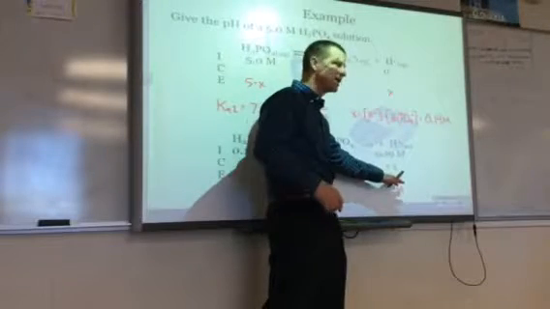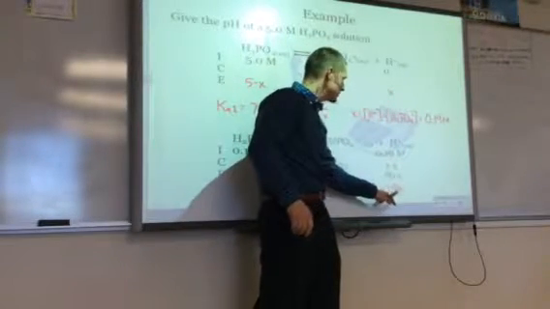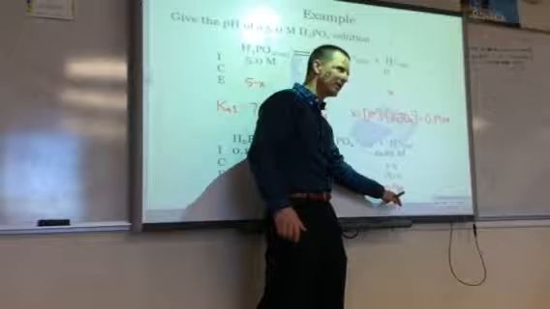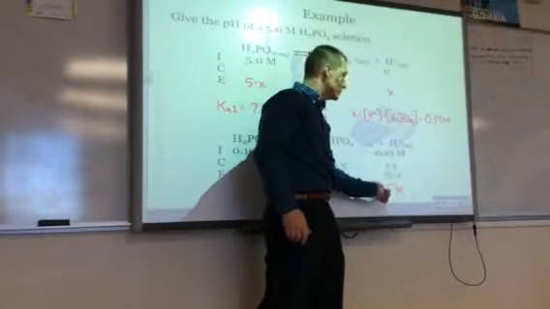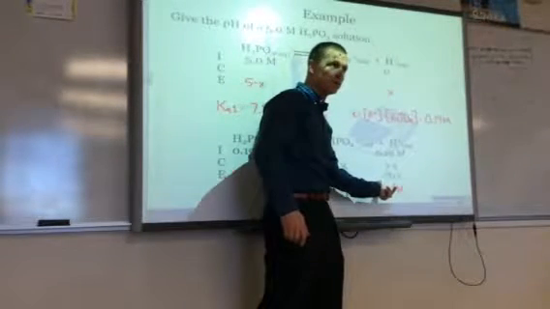We started at 0.19 in this step, and now we're going to add 6.2 times 10 to the negative 8 molarity of hydrogen ions to it. Do you see why we don't need the second step now?